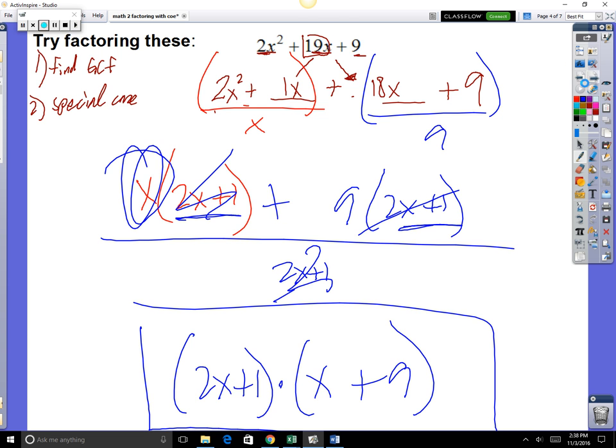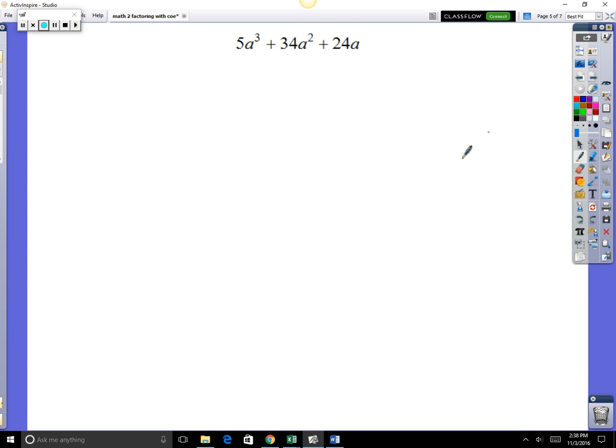Okay, let's try another one. Let's try 5a cubed plus 34a squared plus 24a. Move number 1: shrink it down. See if you can shrink it down. 5 is not going to go into 34 or 24, so the numbers are out. But let's take a letter out of each. Take an a. So move number 1, I'm going to go a times 5a squared plus 34a plus 24.